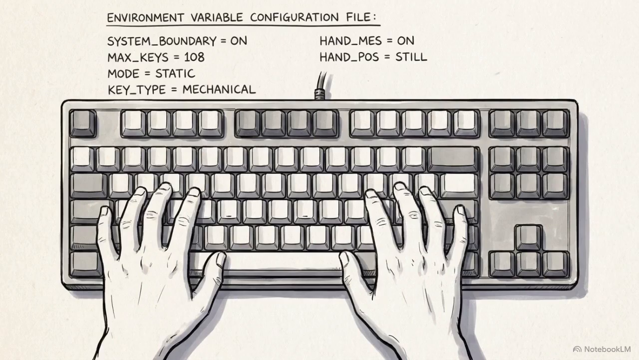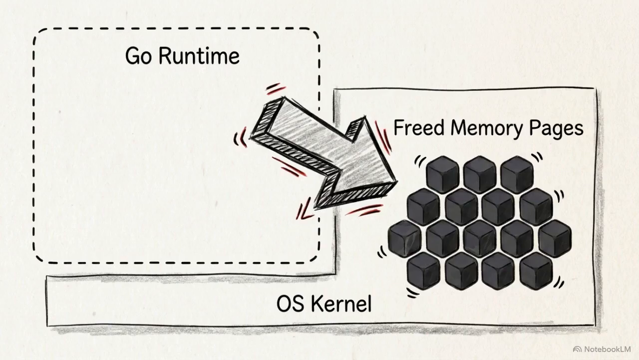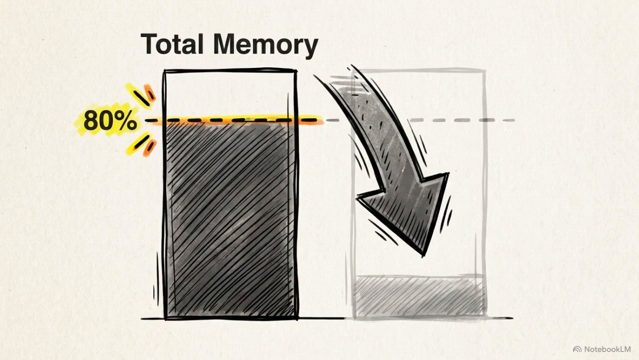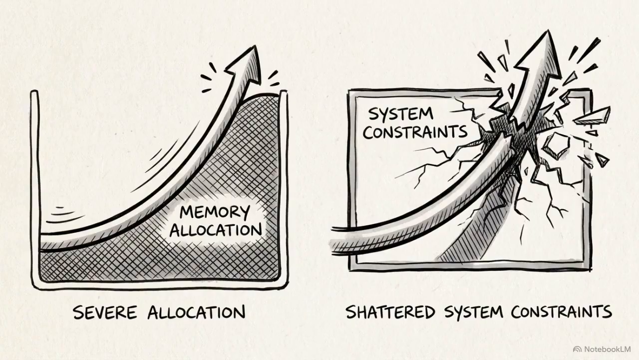You fix this by taking control of the runtime's boundaries. You set an environment variable called GOMEMLIMIT to roughly 80% of your container's maximum capacity. This single variable overrides the lazy behavior. When total memory approaches your specified threshold, the runtime is forced to aggressively surrender those hoarded pages back to the kernel, keeping the physical footprint in check. The Go runtime creates this upward climb by prioritizing allocation speed at the direct expense of the operating system's constraints.